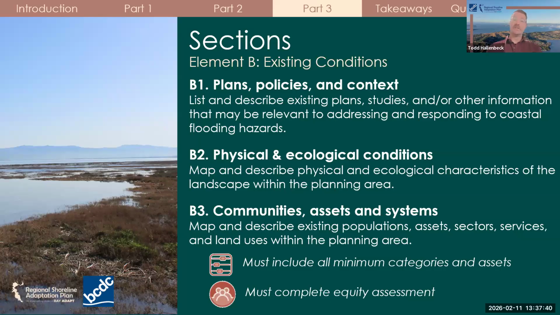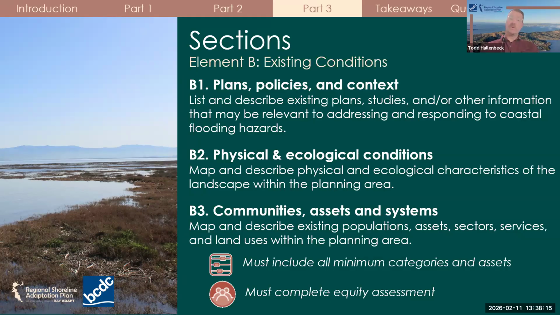B2 covers the physical and ecological conditions. The section maps and describes the physical and ecological characteristics of the landscape within the planning area. That includes shoreline features, baylands, waterways, habitats, and other natural systems that influence flooding and ecosystem function. These conditions help establish how the landscape behaves today. B3 focuses on communities, assets, and systems. This section maps and describes existing populations, assets, sectors, services, and land uses within the planning area. And B3 establishes who and what may be affected by coastal flooding hazards.